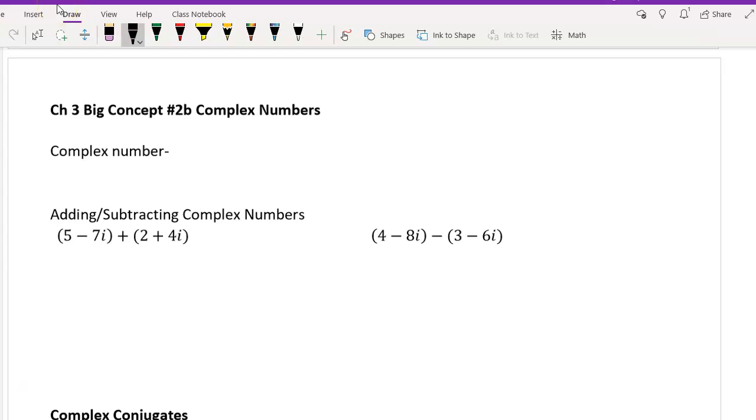All right, let's talk about complex numbers in general. We've been talking about those monomial terms, but now what if we have that binomial term, meaning two terms? A binomial actually takes the form of a plus bi, where a is the real part and bi is the imaginary part.